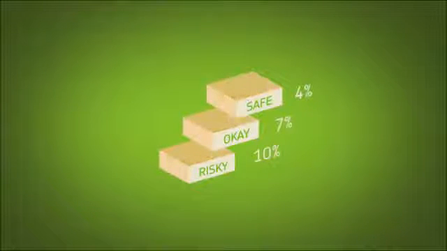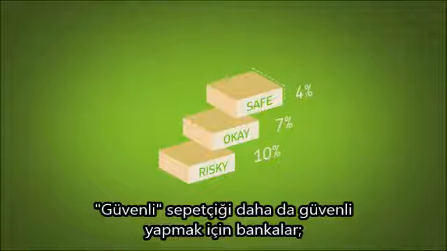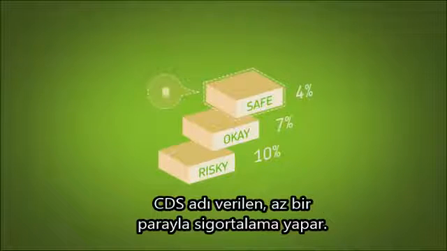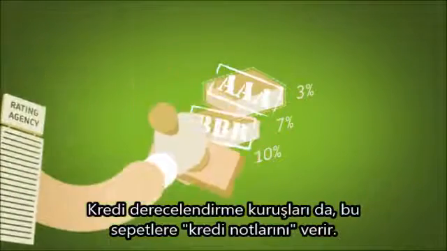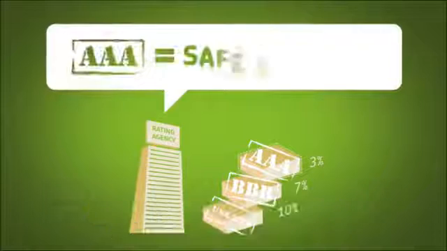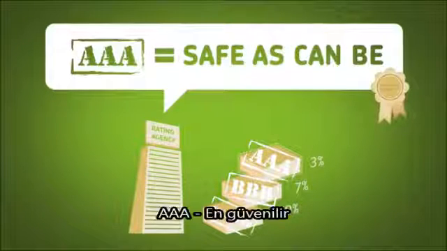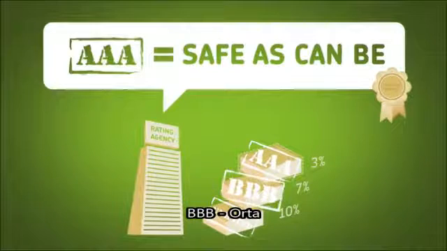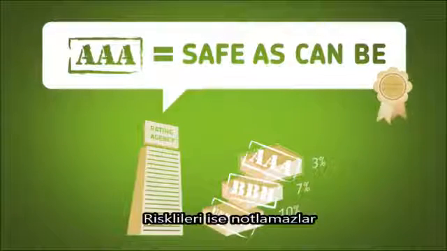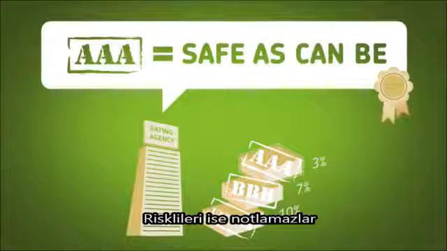To make the top even safer, banks will insure it for a small fee, called a credit default swap. The banks do all of this work so that credit rating agencies will stamp the top slice as a safe, AAA rated investment, the highest, safest rating there is. The OK slice is BBB, still pretty good, and they don't bother to rate the risky slice.